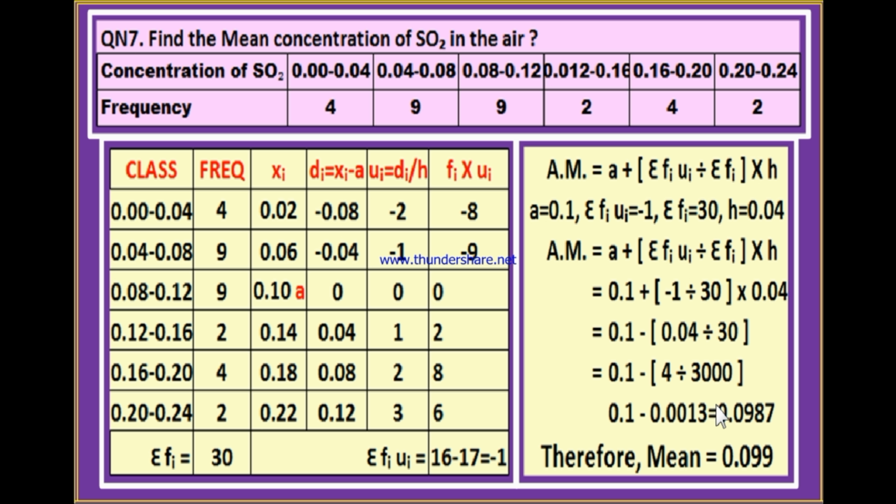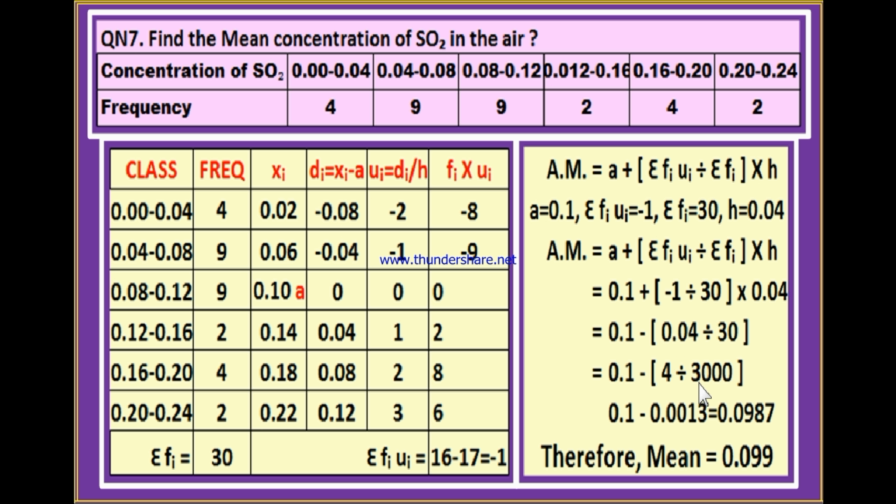And now let us simplify this value. This is 0.1 plus, plus into minus is minus, 1 into 0.04 is 0.04 divided by 30. Here, how many places are there after the decimal? After the decimal there are 2 places. Therefore, if you remove this decimal and write 4, then you have to keep 2 more zeros beside 30 so that it becomes 3000. This is 0.1 minus 4 divided by 3000.